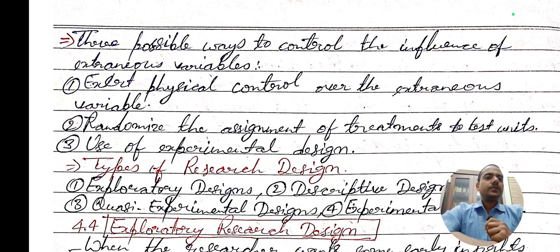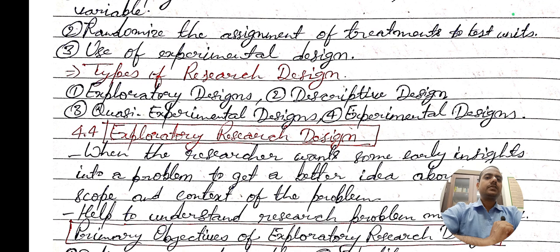There are three possible ways to control the influence of extraneous variables. The first is to exert physical control over the extraneous variable. Second, randomize the assignment of treatments to test units. Third, use experimental design. So these are three ways to control the influence of extraneous variables.